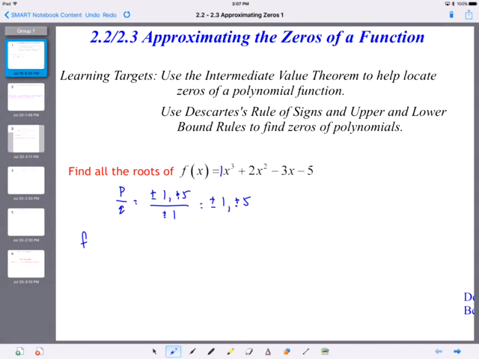So we could plug in f of negative 1. We could plug in f of 1, f of negative 5, and f of 5. And what we'll find out is actually that none of these are equal to 0. And so it appears that there's no rational roots.